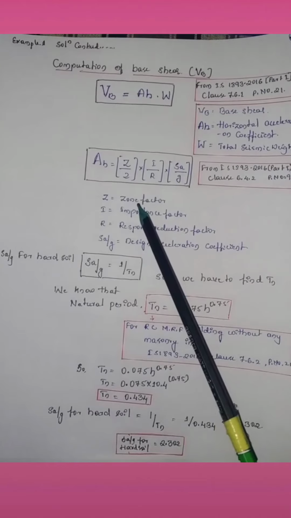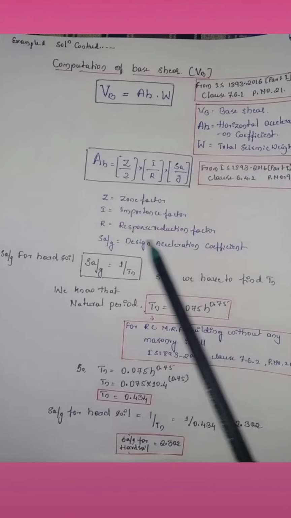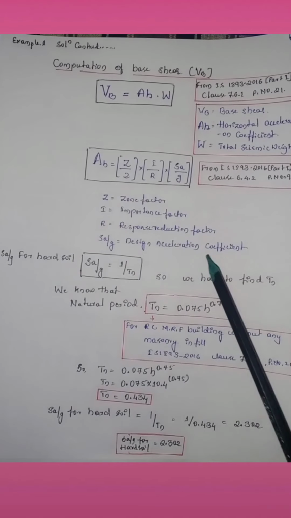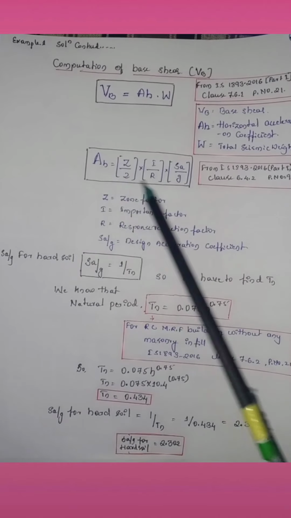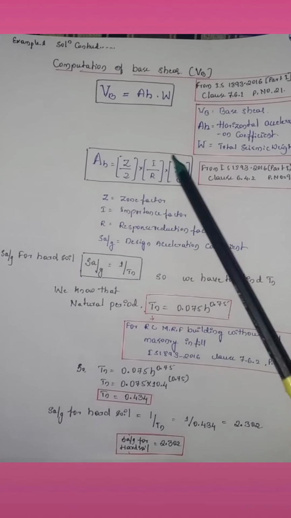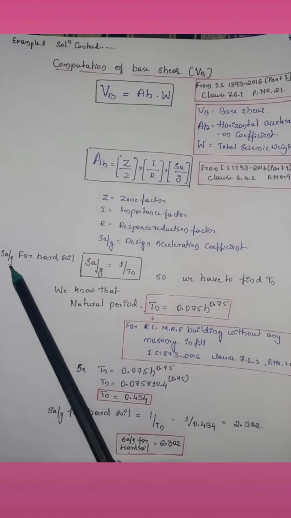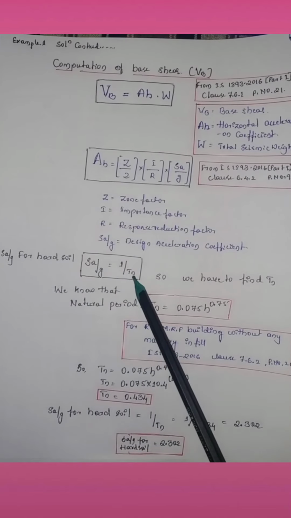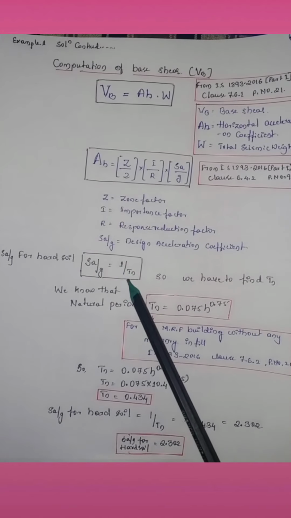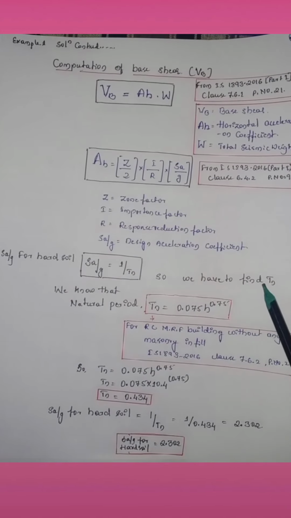Here Z means zone factor, I means importance factor, R means response reduction factor, and SA by G means design acceleration coefficient. To calculate AH we need SA by G also. I and Z we can get from the table. For hard soil, SA by G is equal to 1 by Tn, where Tn is the time period. So we have to find the time period first.